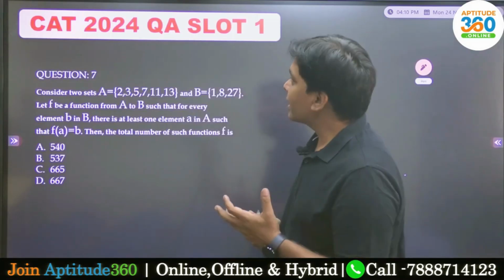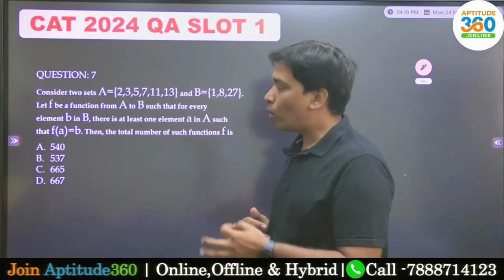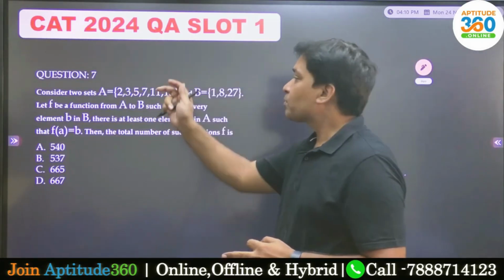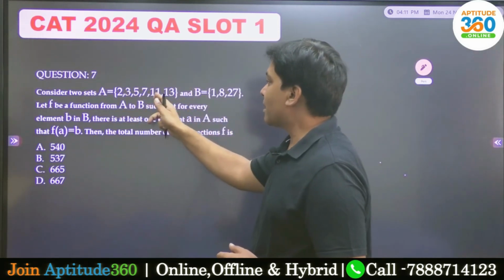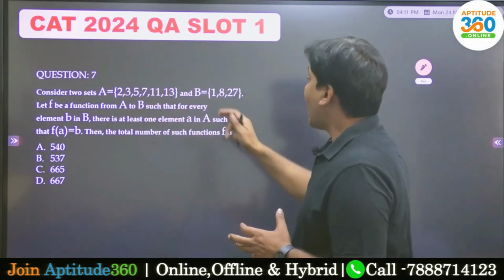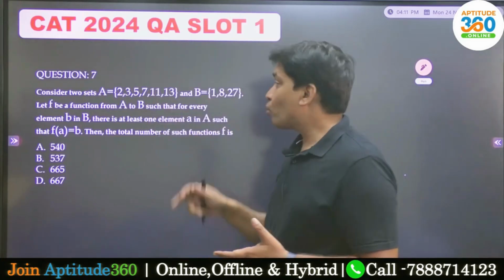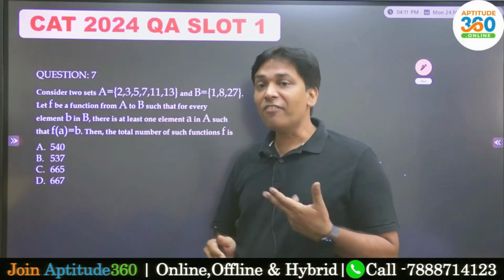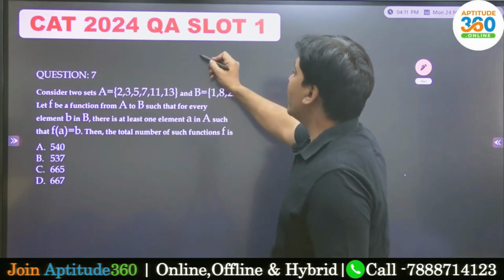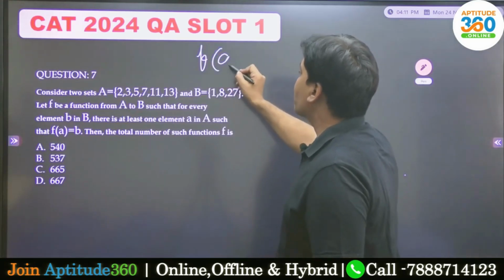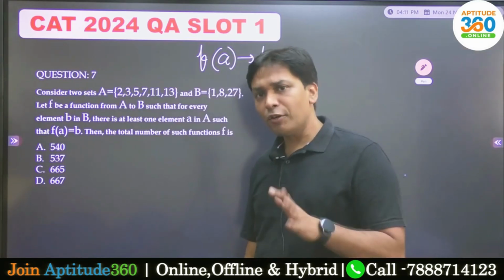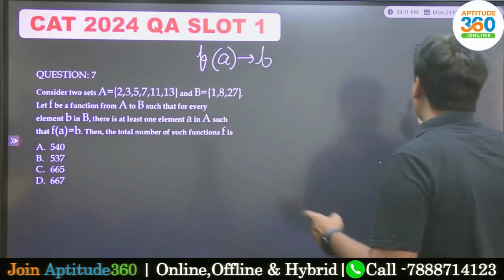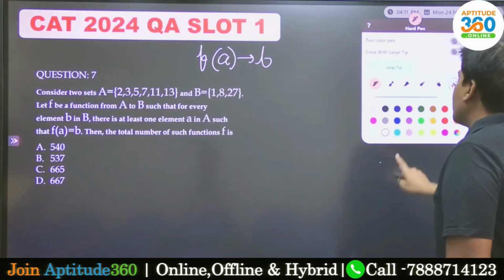It was asked in CAT 2024 slot 1. The question says that consider two sets. A has got 6 elements, 2, 3, 5, 7, 11 and 13. And set B has got 3 elements, 1, 8 and 27. Let f be a function from A to B. So f is a function from A to B. How many such functions are there? If you understand the rule of addition and multiplication, probably this question is simple for you.